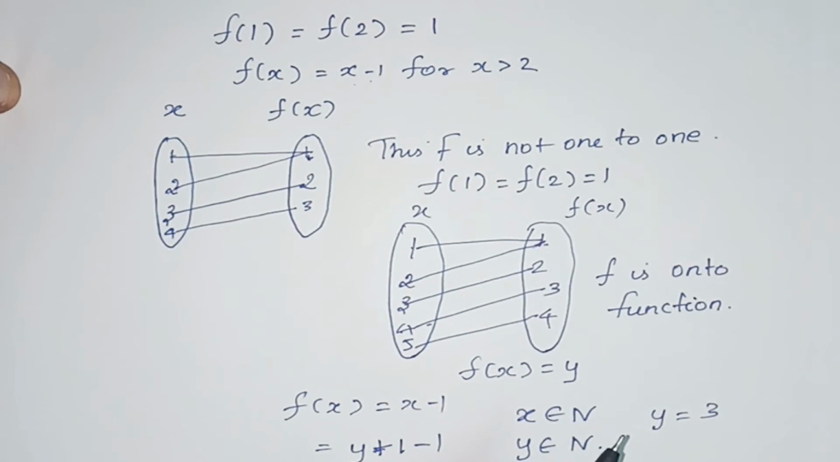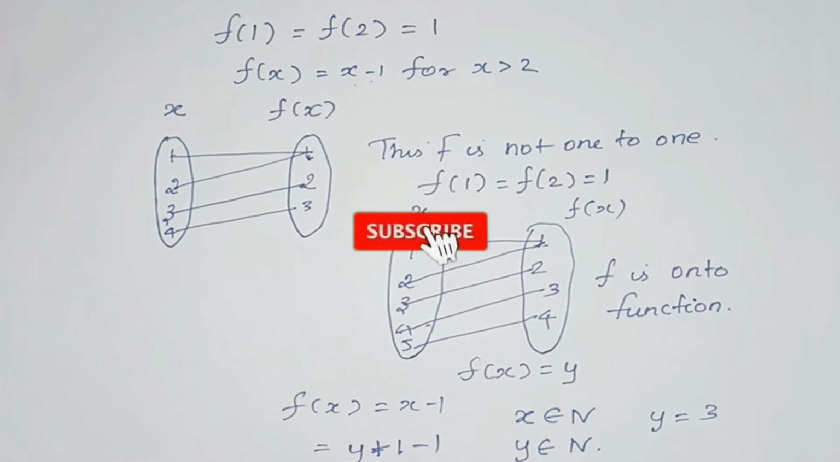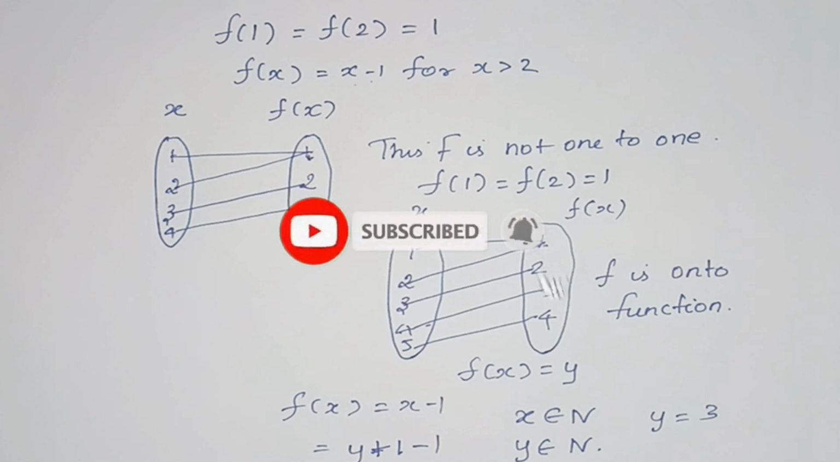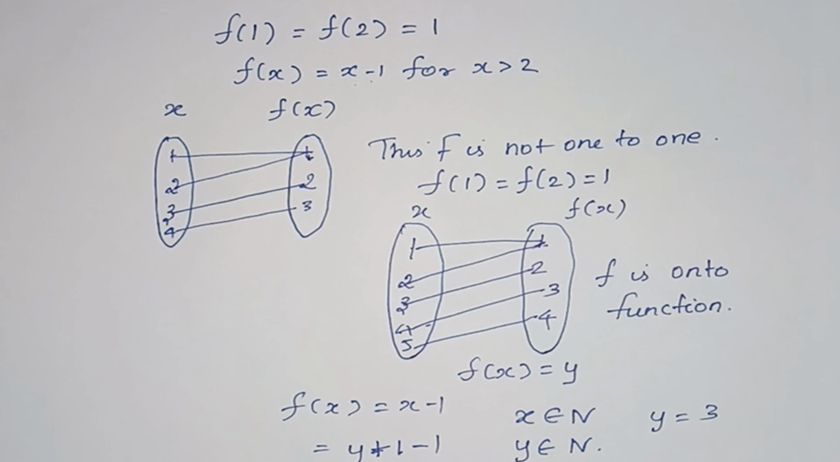Okay, so today we saw two examples of these types of functions. I hope you understood the concept behind these types of functions, that is one to one, many to one, and onto function. So in the next class we will see the exercise problems.